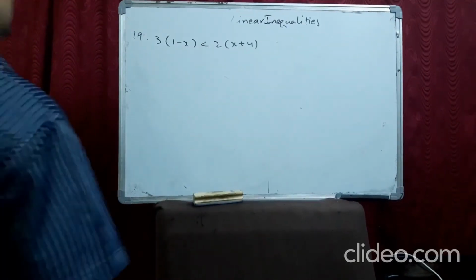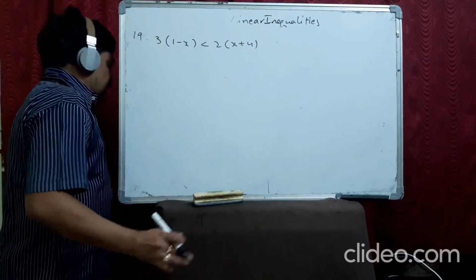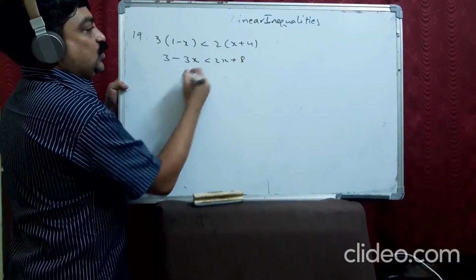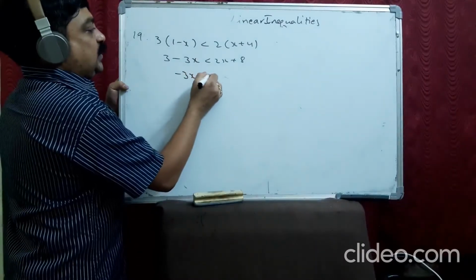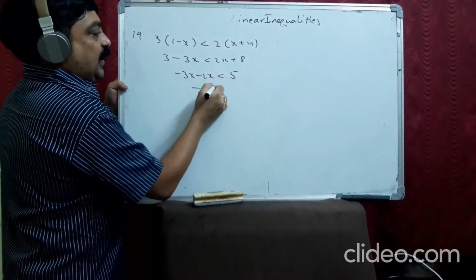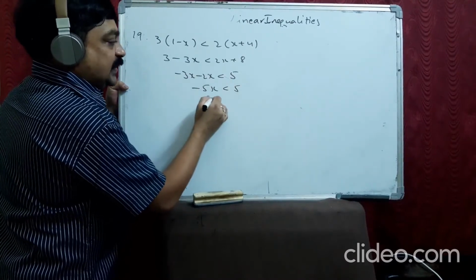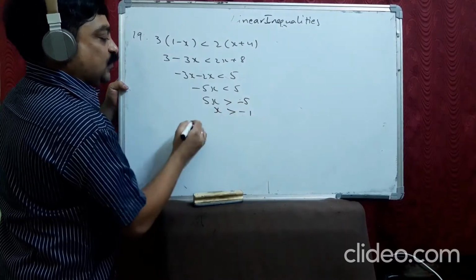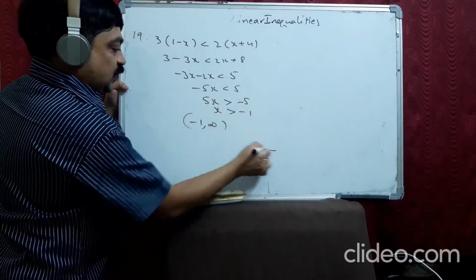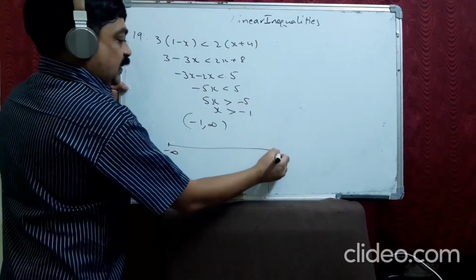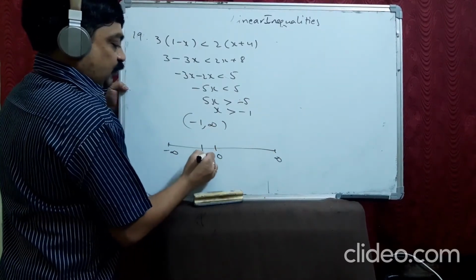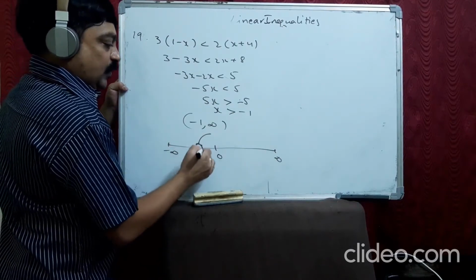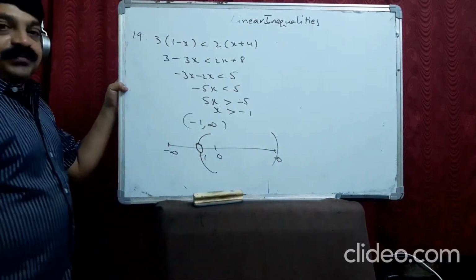See the 19th question. 3 minus 3x less than 2x plus 8. Bring all x's to one side. Minus 3x minus 2x less than 5. Minus 5x less than 5. First divide by minus 5: x is greater than minus 1. So minus 1 to infinity actually. So how to put minus 1 to infinity? Minus infinity, 0, minus 1. There is no is-equal-to symbol, so we draw an open interval like this.